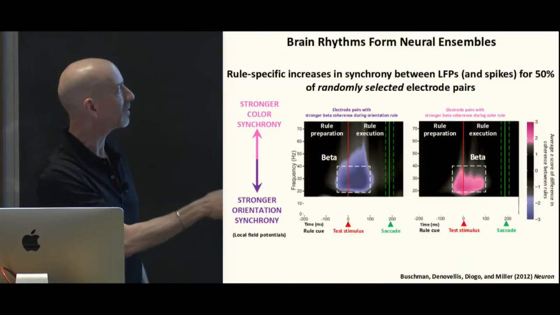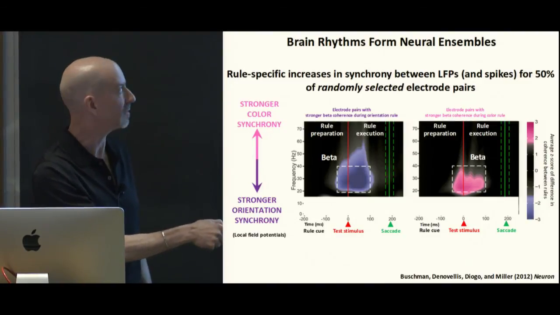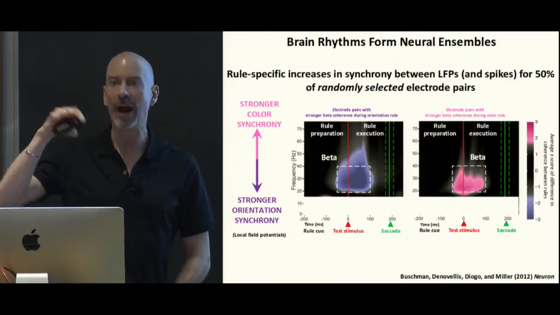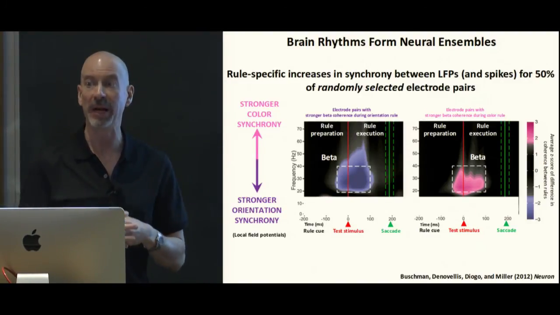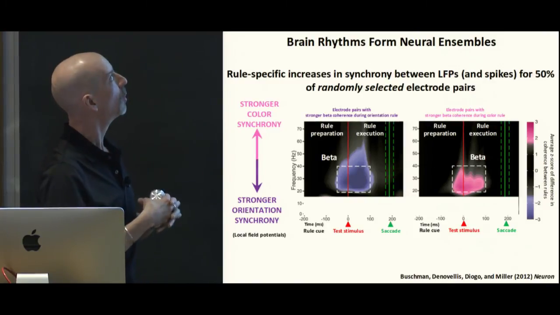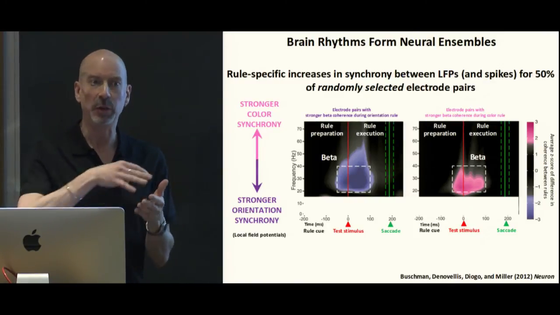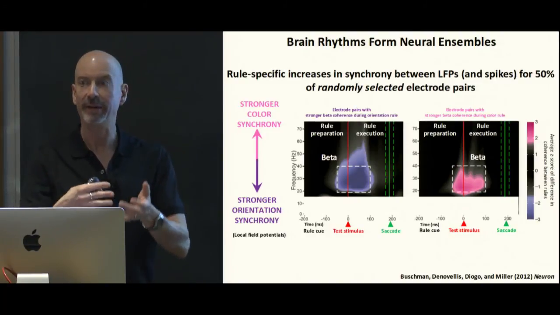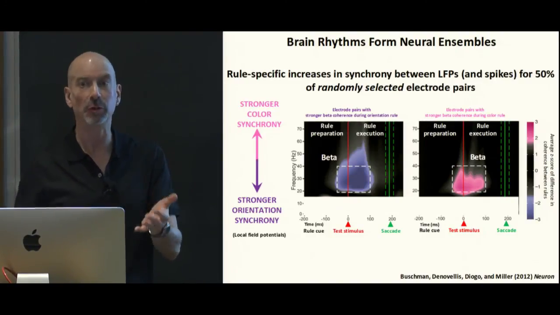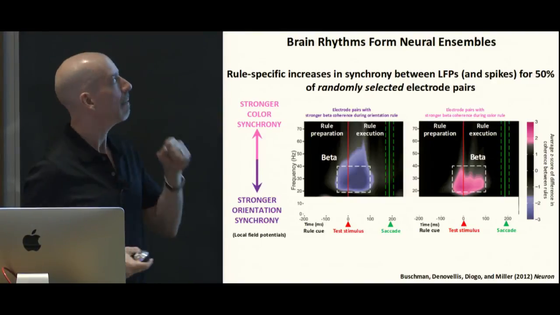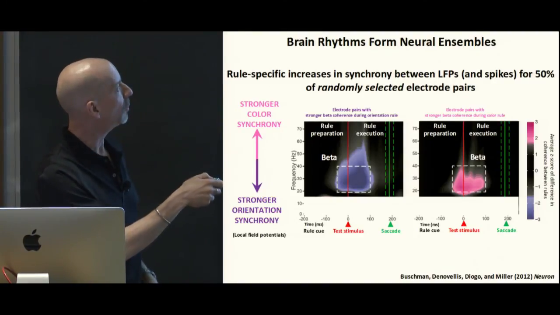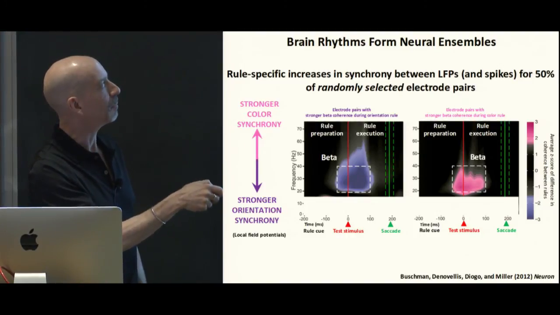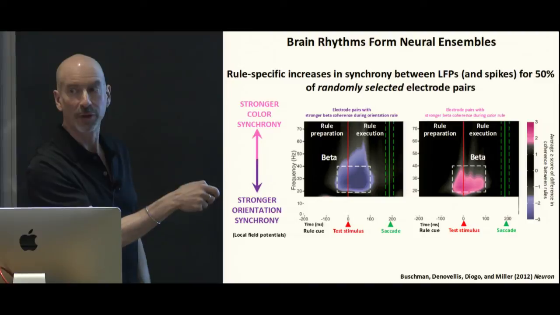Then where the green line is when the monkey made its motor response, which is a saccade. What we found is about half of the randomly selected electrode pairs in the prefrontal cortex showed rule-specific synchrony. They showed greater synchrony for one rule, color or orientation, while other pairs of electrodes showed greater synchrony for the other rule. About half the electrode pairs showed greater synchrony for the orientation rule, and the other half showed greater synchrony for the color rule.